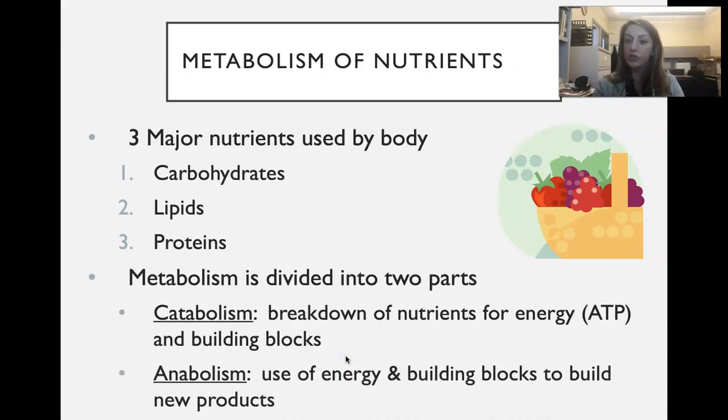Anabolism then is using energy and building blocks to build new products. So catabolic is breaking things down. Anabolic is building things up. You can think of something like anabolic steroids, meaning to build, okay?